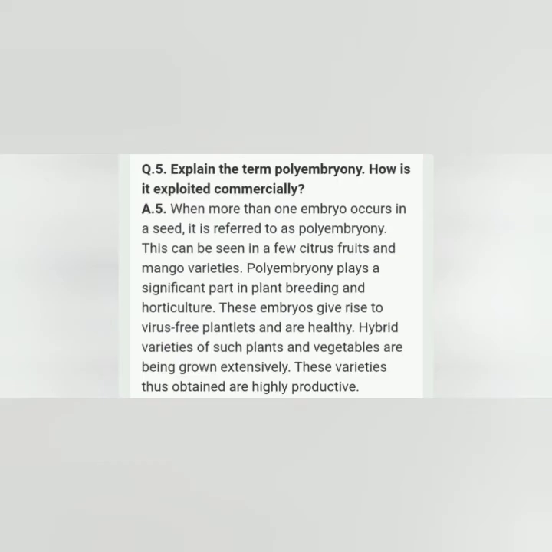Question. Explain the term polyembryony. How is it exploited commercially? Answer. When more than one embryo occurs in a seed, it is referred to as polyembryony. This can be seen in a few citrus fruits and mango varieties. Polyembryony plays a significant part in plant breeding and horticulture. These embryos give rise to virus-free plantlets and are healthy. Hybrid varieties of such plants and vegetables are being grown extensively. These varieties thus obtained are highly productive.